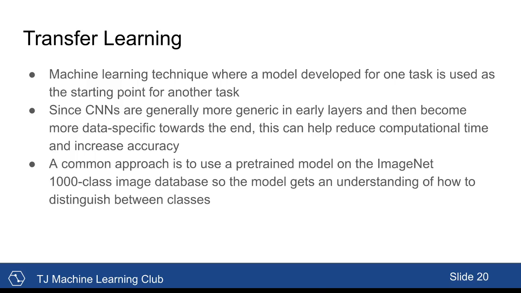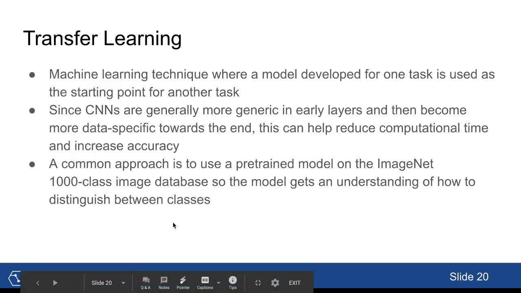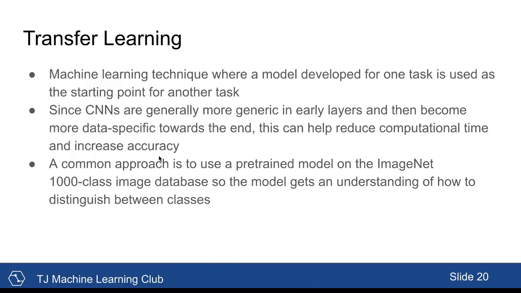And just one last thing to add, which is a little bit beyond just talking about general CNNs, but I think it's really important to learn about, is transfer learning. Now that we've talked about neural networks and CNNs, it's a technique where you have a model that's developed for one task, and you use it as the point where you left off for another task. Since CNNs are really generic in the early layers, and towards the very end they become more data specific, it really helps reduce computational time and increase accuracy.